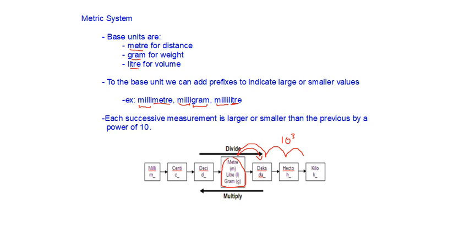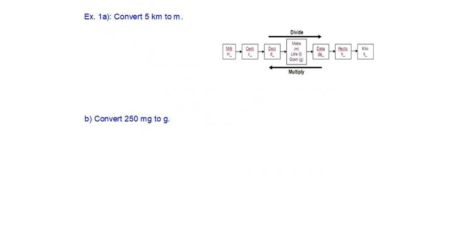So again, we can do that going the opposite way. If we move to the left, we're multiplying instead of dividing, and every step here, we multiply by 10. So we just basically count how many times we need to multiply or divide by 10, and we can go ahead and do that. So let's look at an example here so you can see what this looks like. We're going to convert 5 kilometers to meters.